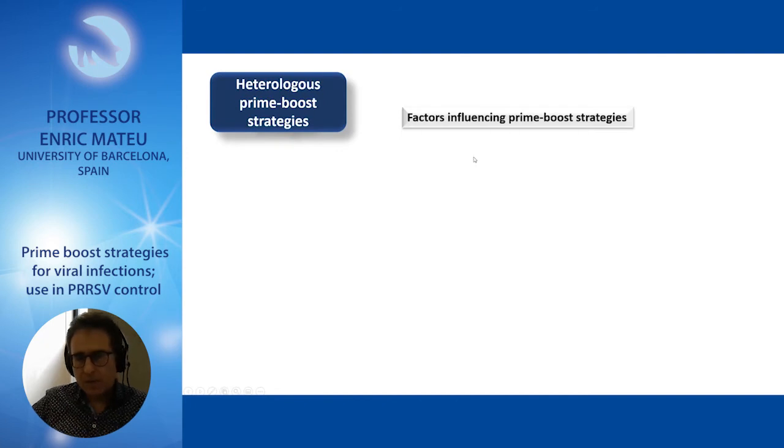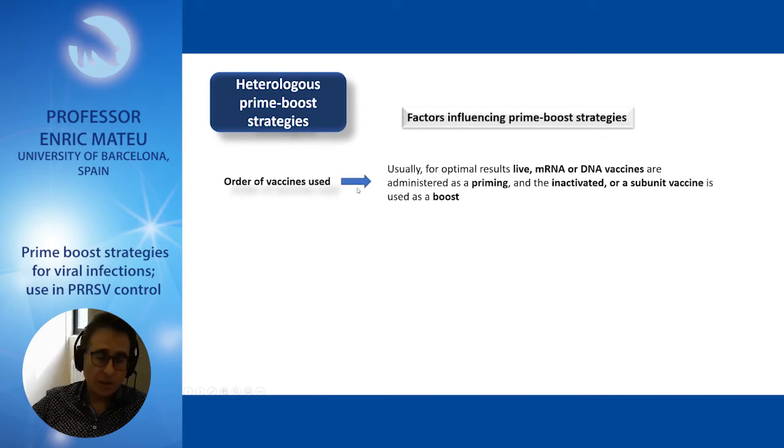However, there are several factors influencing the prime boost strategies. The first one of them is the order of the vaccines used. Usually, for optimal results, live, mRNA or DNA vaccines, in other words, these vaccines that are producing something inside the cell, are administered as a priming, while inactivated or subunit vaccines are usually used as a boost. The opposite, in general, is less effective.